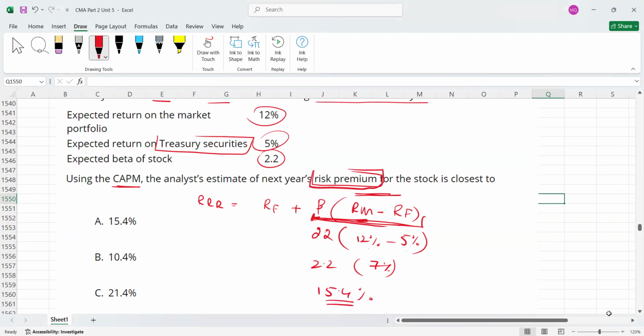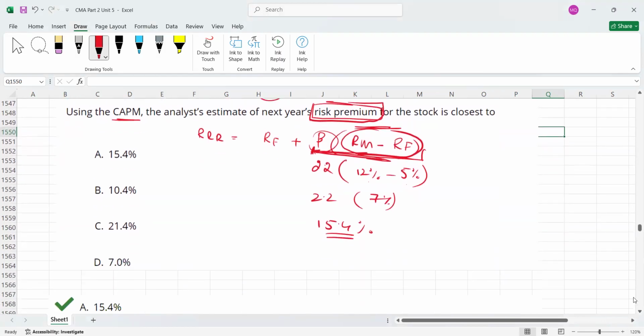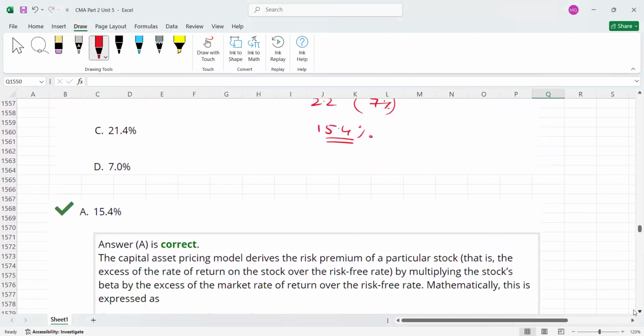But please make sure, if the exam is asking you for the market risk premium, then you have to take only RM minus RF as your market risk premium. But risk premium is when you take the market risk premium and multiply it with the beta. This is the total amount of premium that the company should pay to compensate the investor for the risk which he is taking. Understood? So the answer will be 15.4%. So A is the correct answer. Understood? So moving to the next question now.